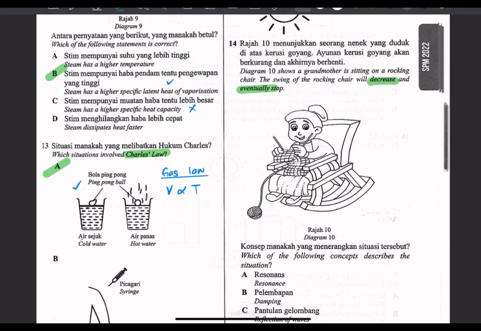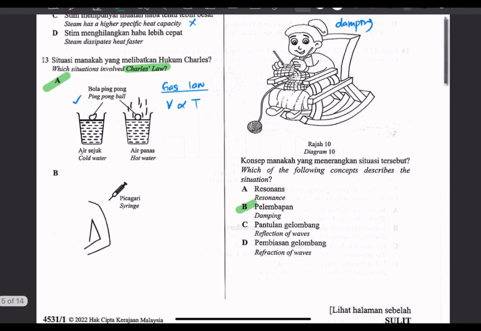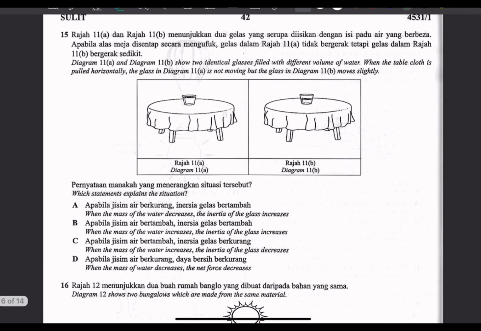The swing of the rocking chair will decrease and eventually stop. So that's the oscillation. Eventually it will stop because of the damping. The energy is lost to the surrounding. Okay, damping.